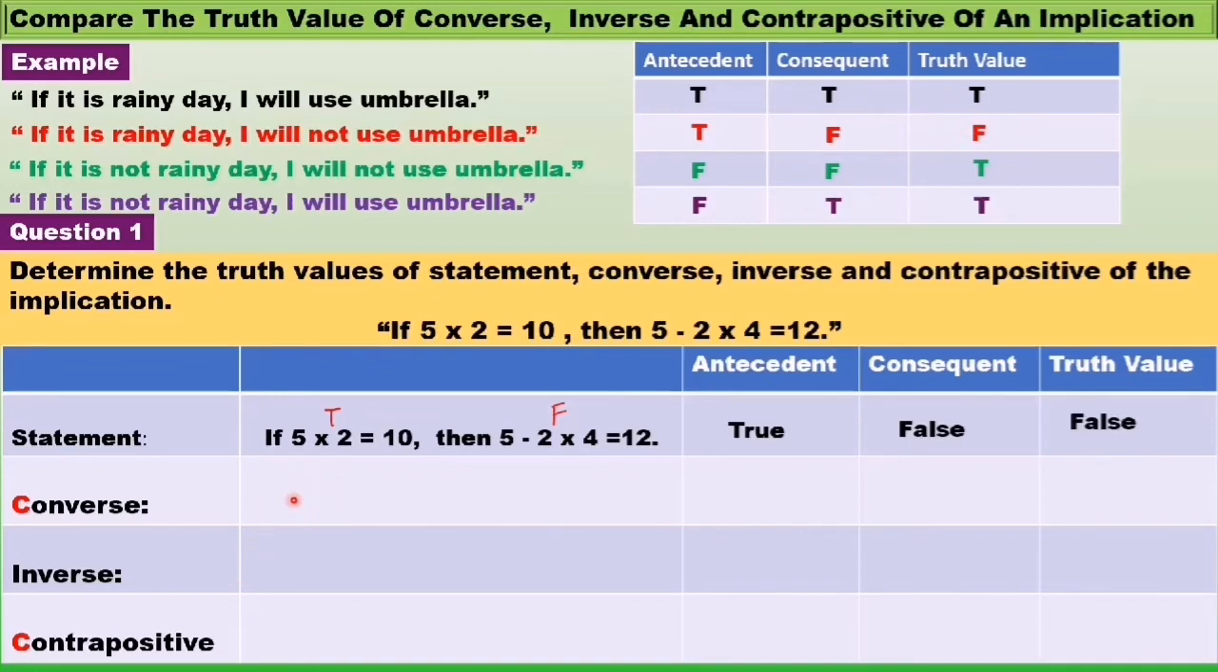Now, converse. If 5 minus 2 times 4 equals 12, then 5 times 2 equals 10. So this one false, this is true. So antecedent now is 5 minus 2 times 4 equals 12, so it's false. And consequence 5 times 2 equals 10 is true. So antecedent false and consequence true, we refer to here. Antecedent false, consequence true. So the truth value is true.